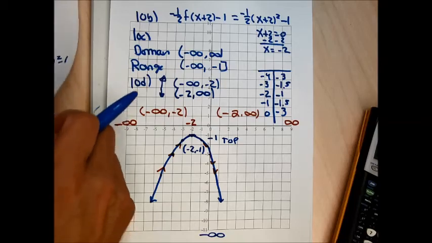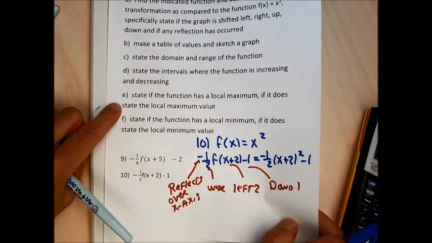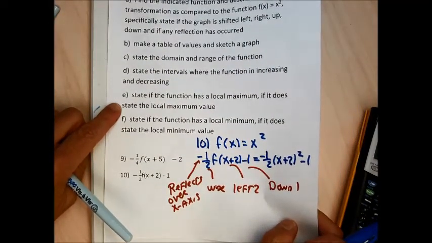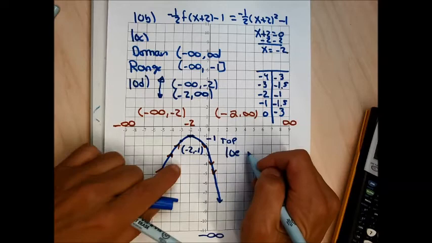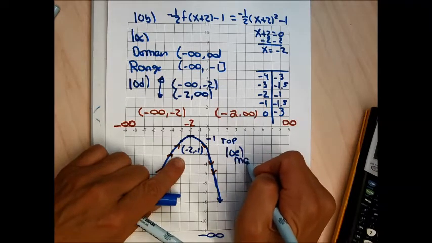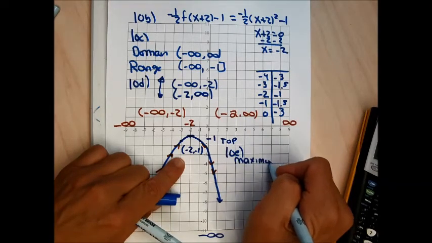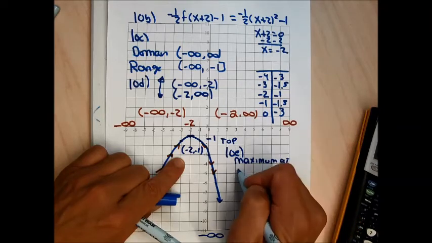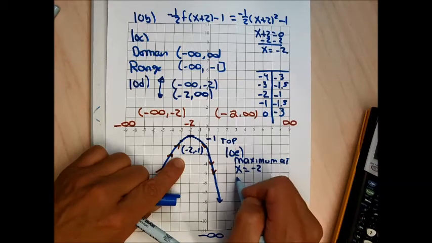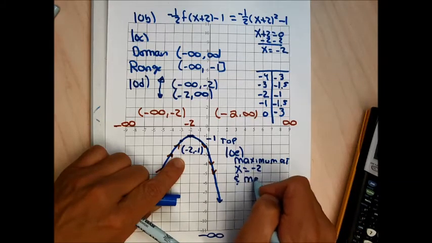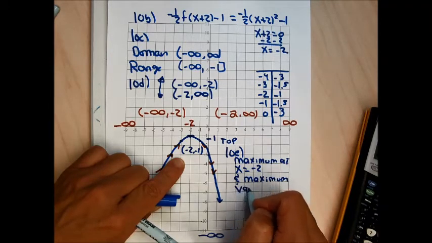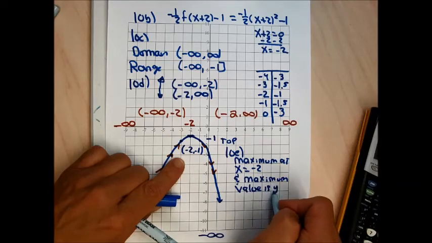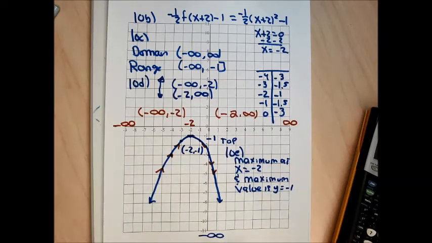Now on to part E. Part E is talking about if this has a maximum point. This vertex is a maximum point. So when I go to answer part E, I'm going to say there's a maximum at x equal to -2, and the maximum value is y equal to -1.